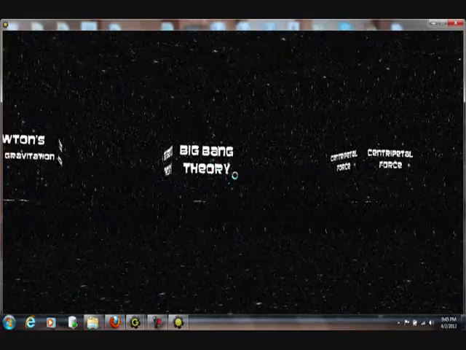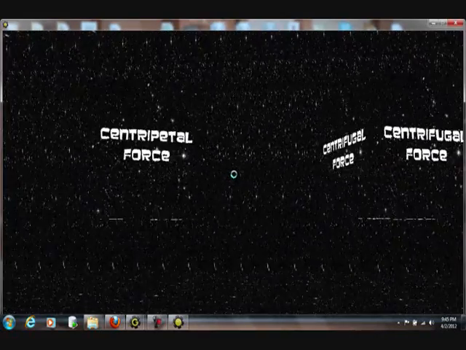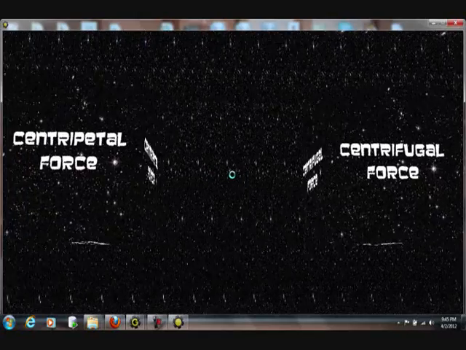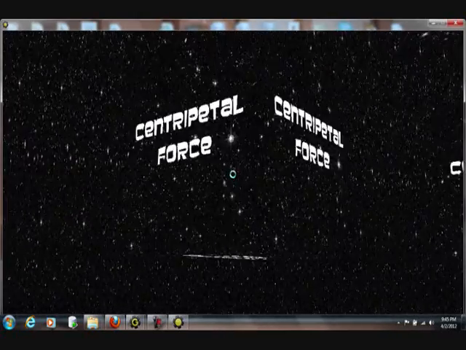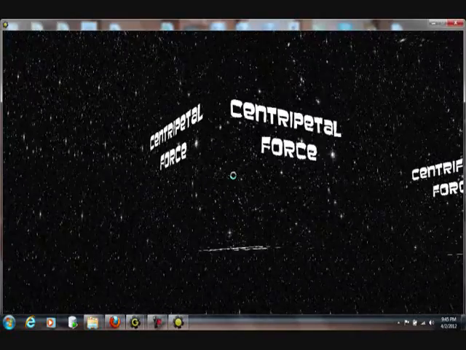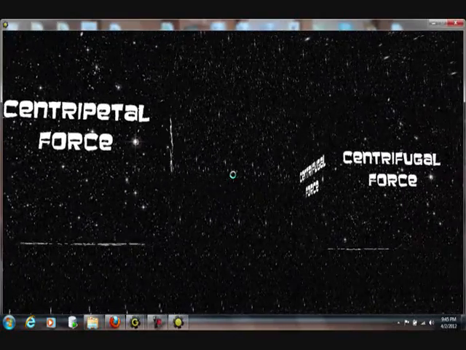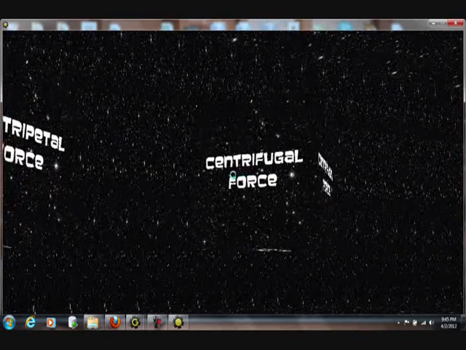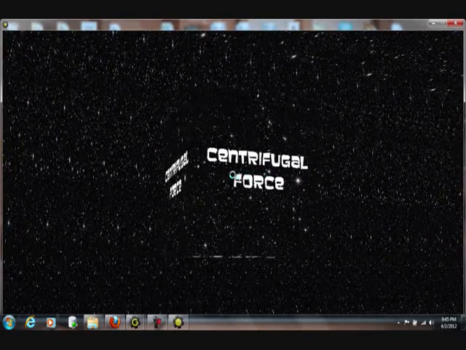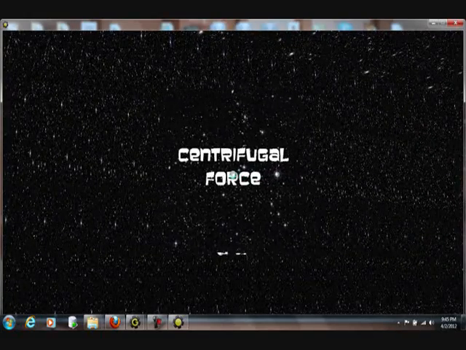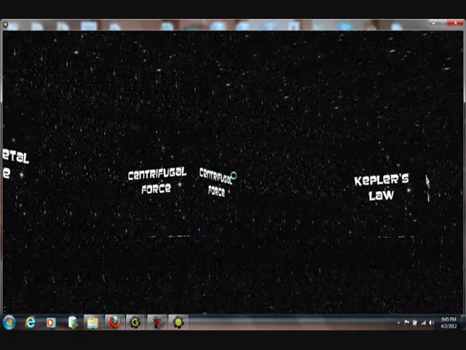Centripetal force is a force that makes a body follow a curved path. It is always directed orthogonal to the velocity of the body, toward the instantaneous center of curvature of the path. Centrifugal force represents the effects of inertia that arise in connection with rotation, and which are experienced as an outward force away from the center of rotation.